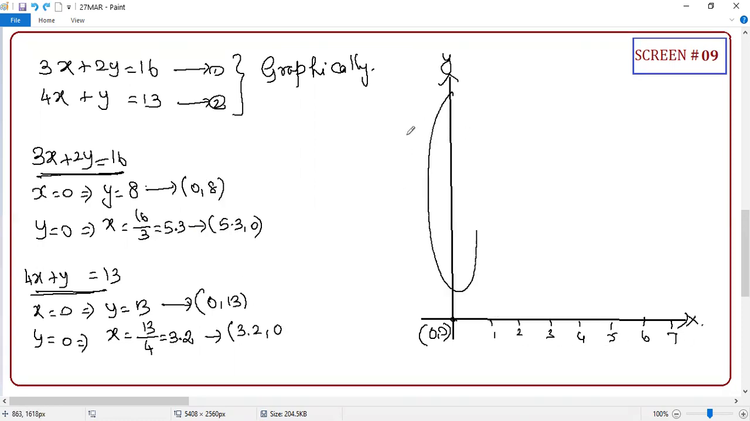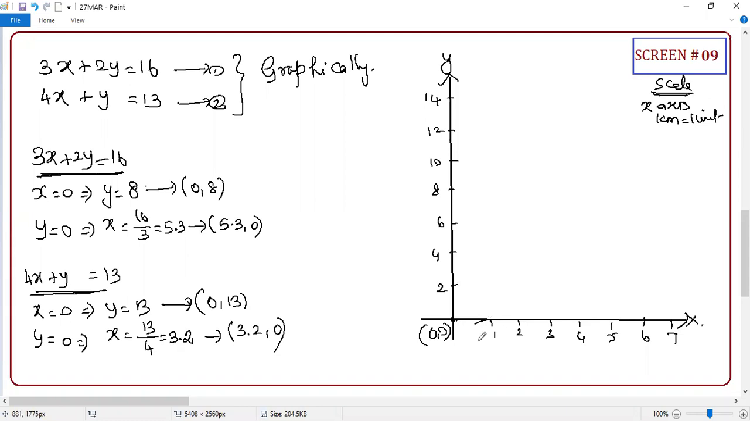Now coming to y, student, what is the maximum value of y? 13. So in your graph sheet, you can keep it as 1, 2, 3, but I am going to keep it as 2, 4, 6, 8, 10, 12, 14, because my maximum is 13. Are you crystal clear? Then you will write the scale. Guys, everything is important. In the x-axis, 1 cm equals 1 unit. Correct or not? In the y-axis, 1 cm equals what? 2 units.